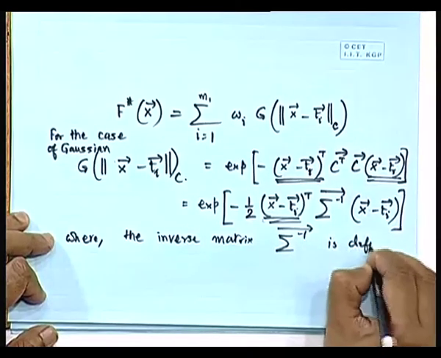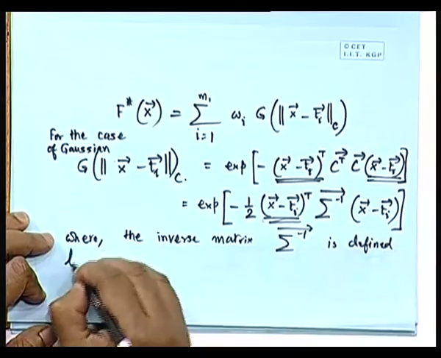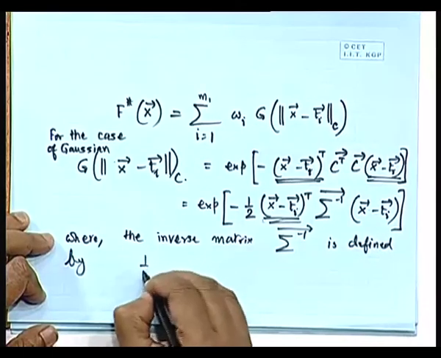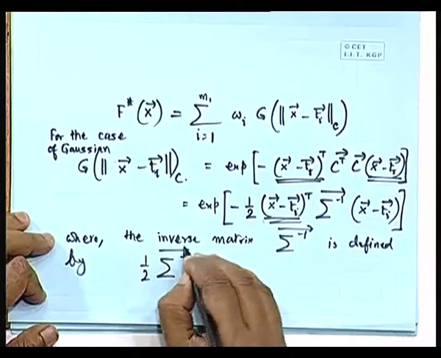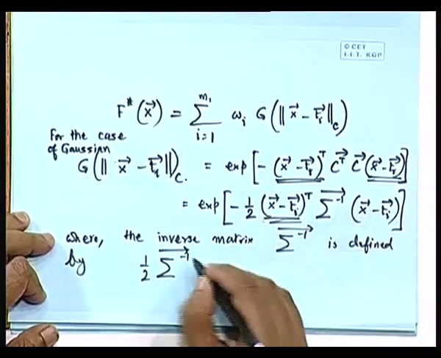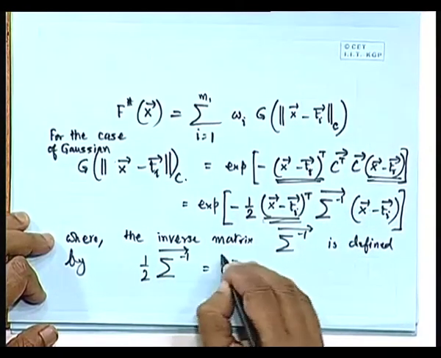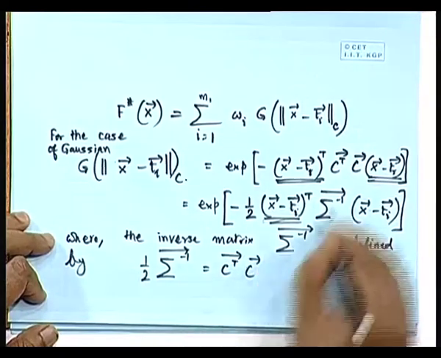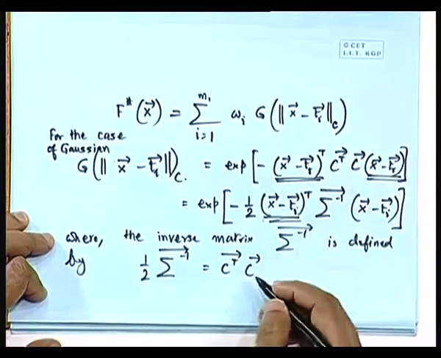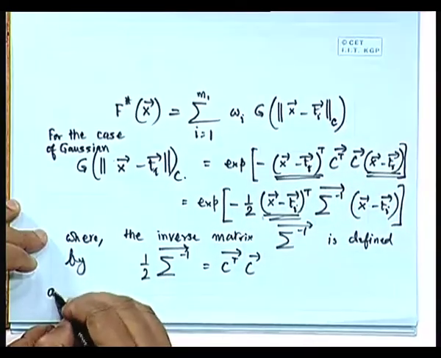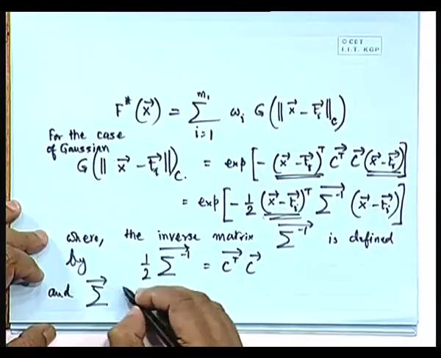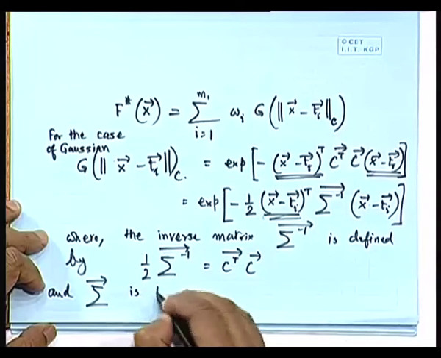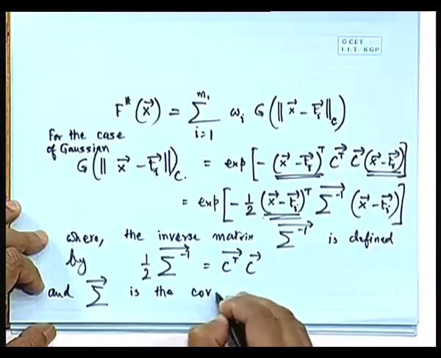defined by, it is just the weighting. So, it is half sigma inverse, what we have written out here, that is a substitution for C transpose C, what we had in the earlier step. And in this case sigma, the original sigma matrix, is the covariance matrix.